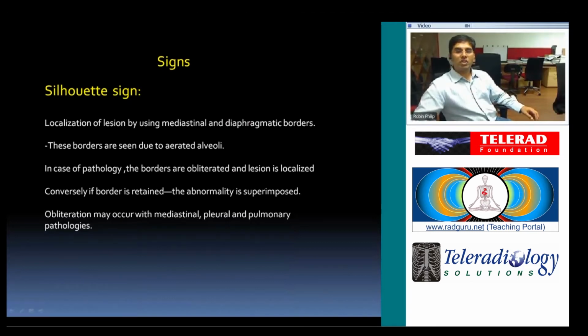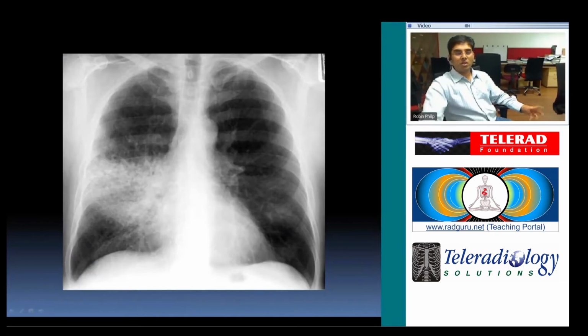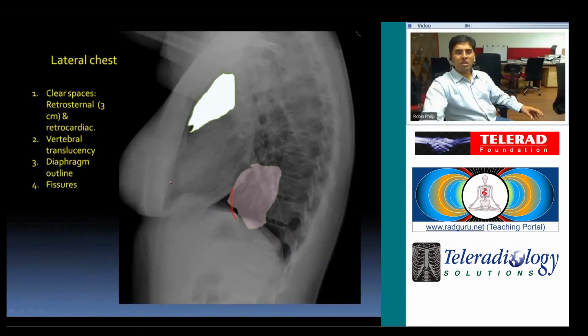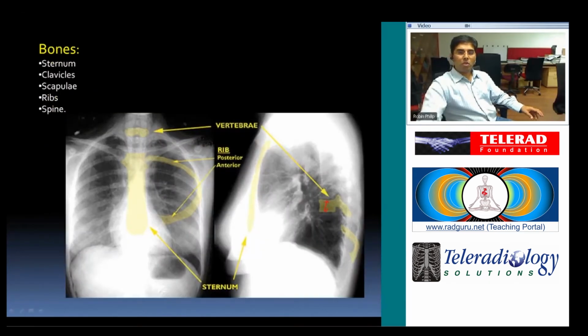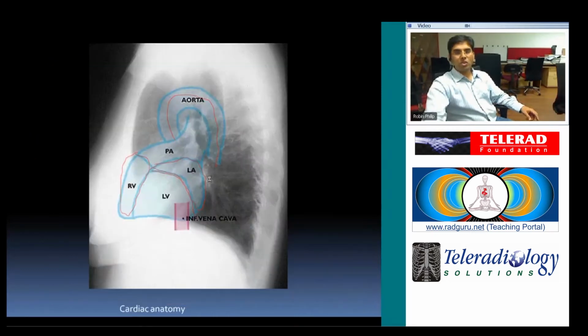If you look at the silhouette sign, there's one of the important signs called the silhouette sign. That means this helps in localizing lesions by using the mediastinal and diaphragmatic borders. You can see here, this is an example. In a normal lung, you are able to see these borders very well because the lung is very well ventilated. So we have to use that principle.